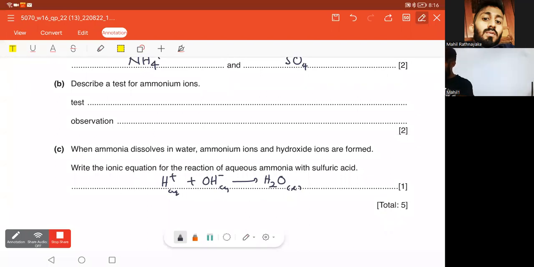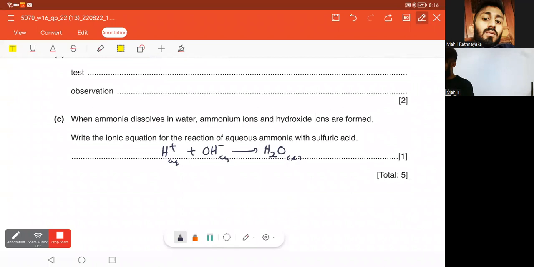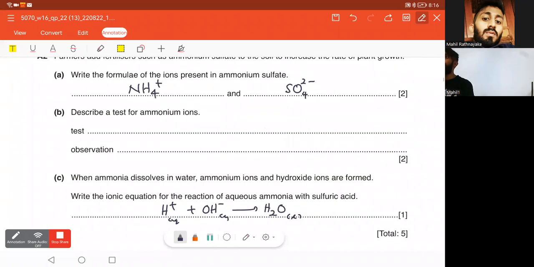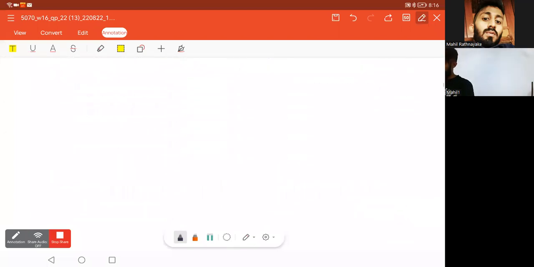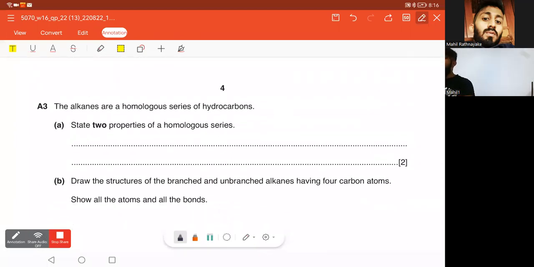Okay. Next one. Put the marks out of 5. The alkanes are a homologous series. Please tell me the definition of homologous series. It has one general formula and similar chemical properties. What are the 5 examples I gave for homologous series? Alkane, alkene, alcohol, carboxylic acid, esters.